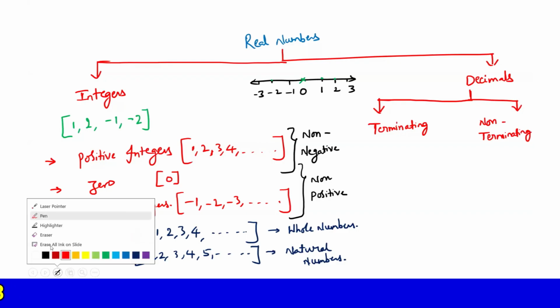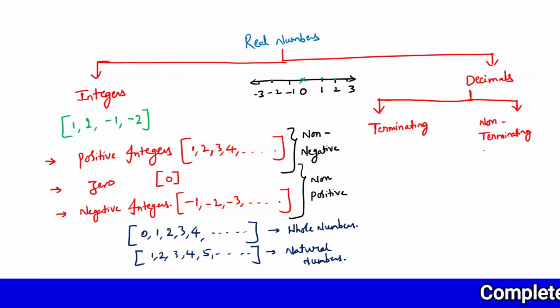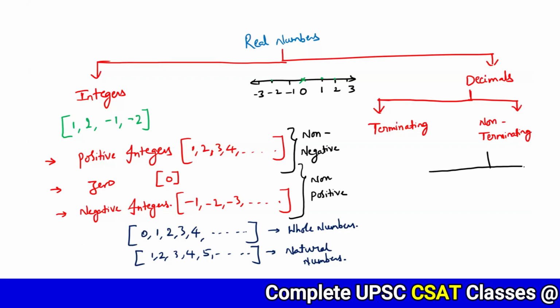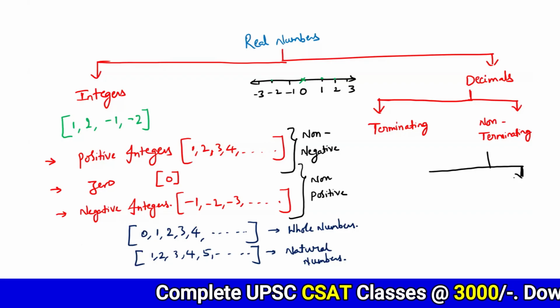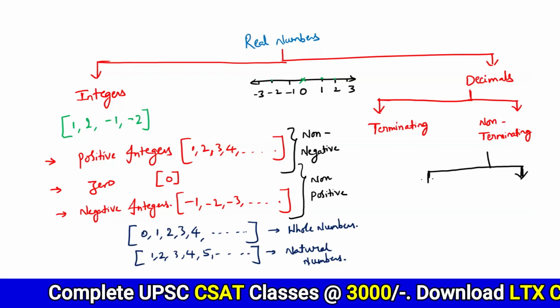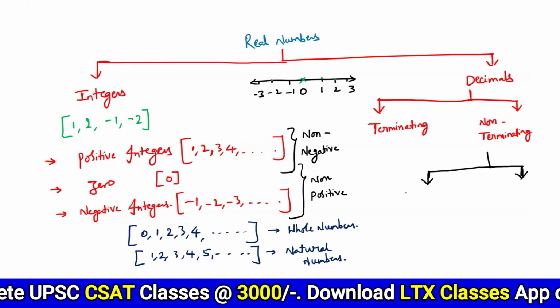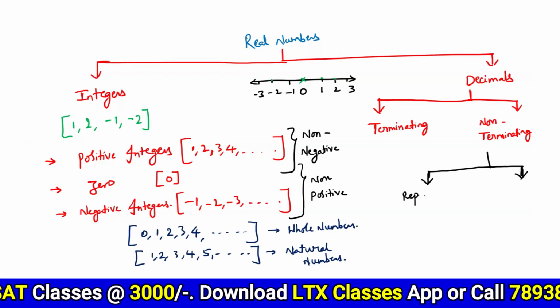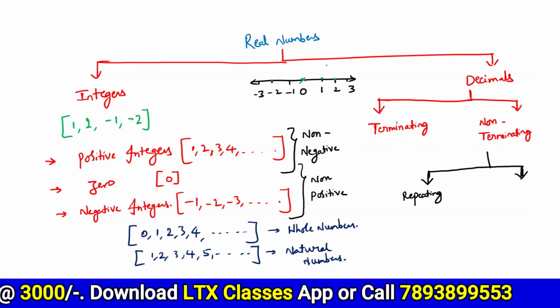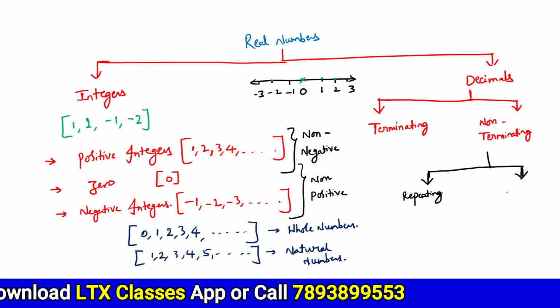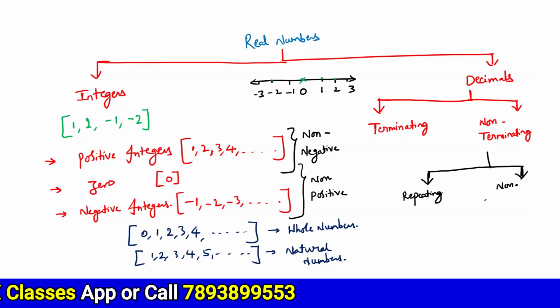And next, the non-terminating decimal can be further classified as repeating decimals and non-repeating decimals. Repeating and non-repeating.